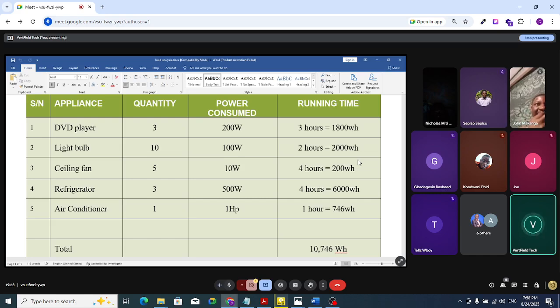WH is what I was calling it when we did the calculation. 3 multiplied by 200, 200 watts by 3 hours gives you 1800 watt hour. That is the unit of energy, if I am not wrong. Okay, yeah, correct.